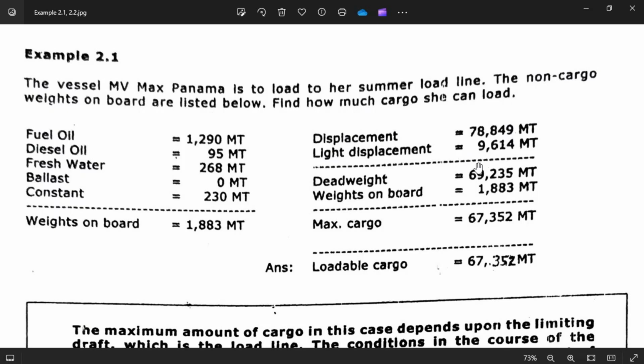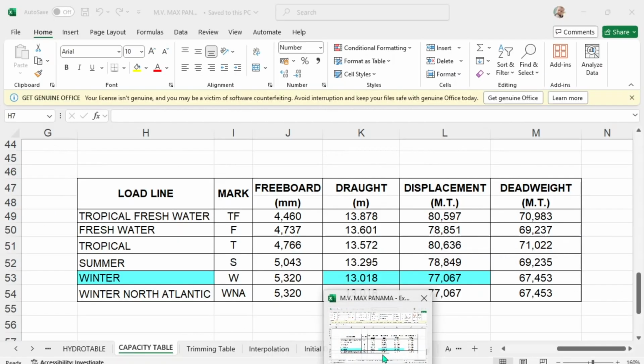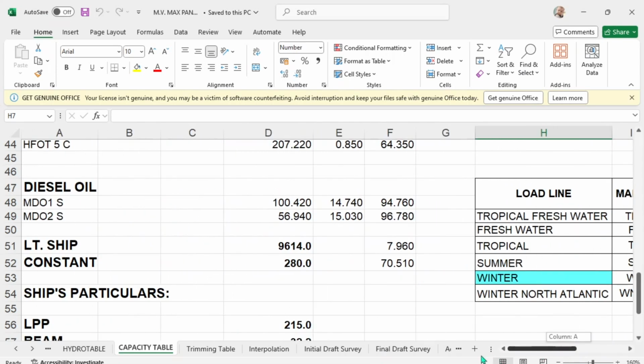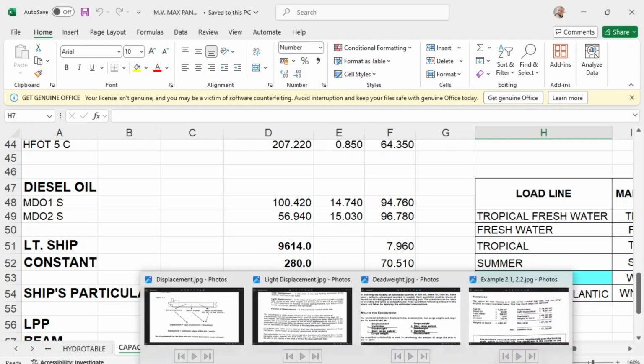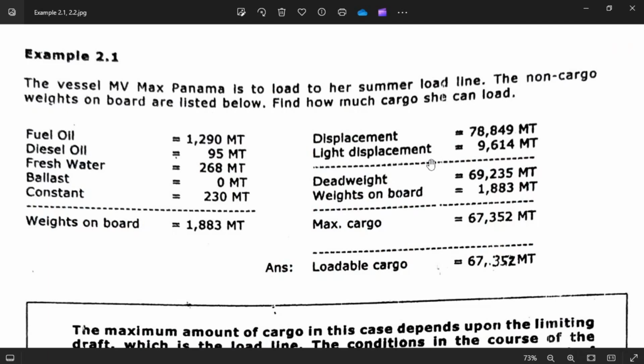Plus your light ship. Light ship, you can see this one in your loading manual or in your capacity table. For example, the light ship here is 9614. You deduct this one, so displacement minus light ship is your deadweight, 69235, okay, this one, guys.